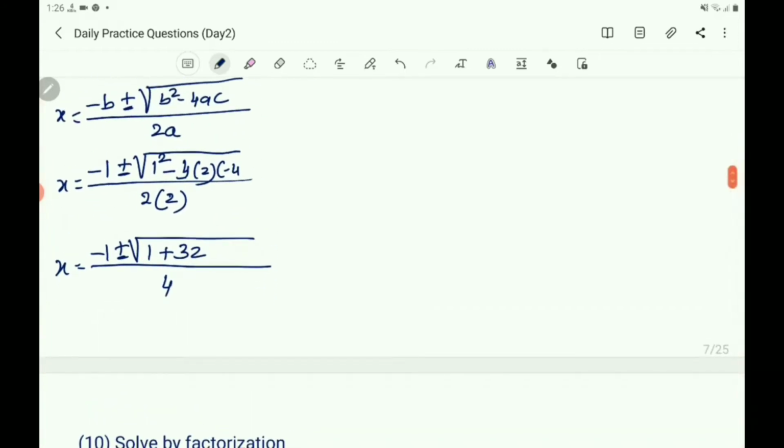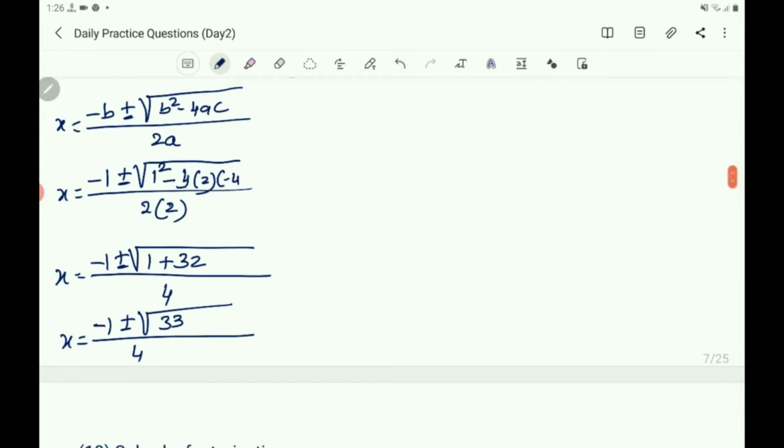Next, here you write x equals minus 1 only, plus or minus, and square root of 1 plus 32. What is the sum of 1 and 32? Sum of 1 and 32 is 33, divided by 4. So here you got two roots, and root 33. Root 33 is an irrational number. You write it as it is. So you write x equals minus 1 plus or minus root 33 by 4, that is x equals minus 1 plus root 33 by 4, or x equals minus 1 minus root 33 by 4.